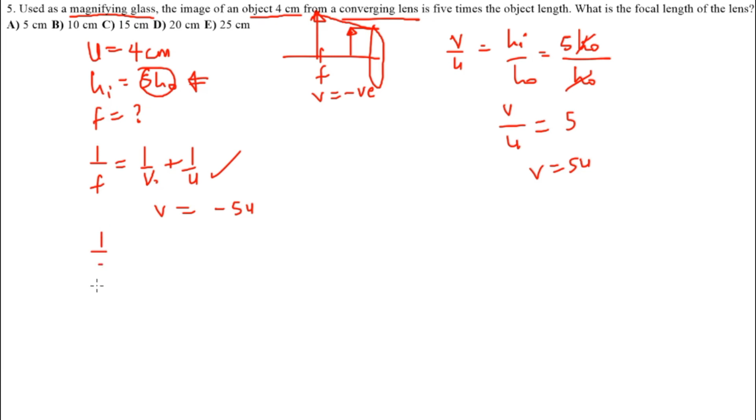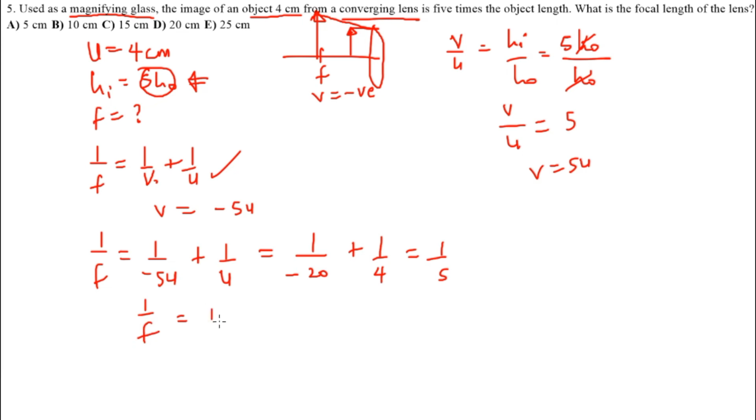I hope you understand. So 1 over f is equal to 1 over minus 5u plus 1 over u. Of course I know my value of u. Let me just go straight. u is 4, so 5 times 4 is 20, and then u is 4. So it will mean 1 over minus 20 plus 1 over 4 is supposed to be equal to 1 over 5. That means 1 over f is equal to 1 over 5, which means that f is 5 centimeter, which is correct. So that's how it is.